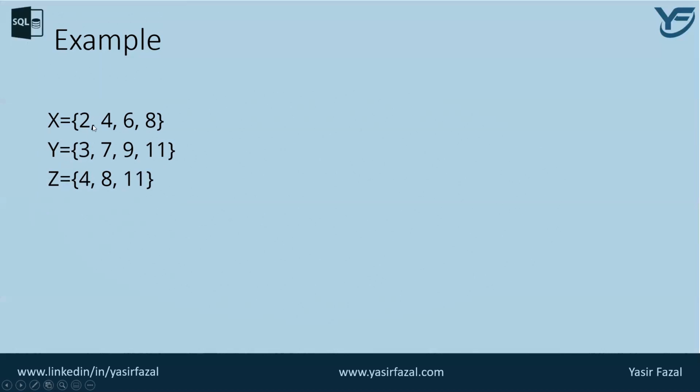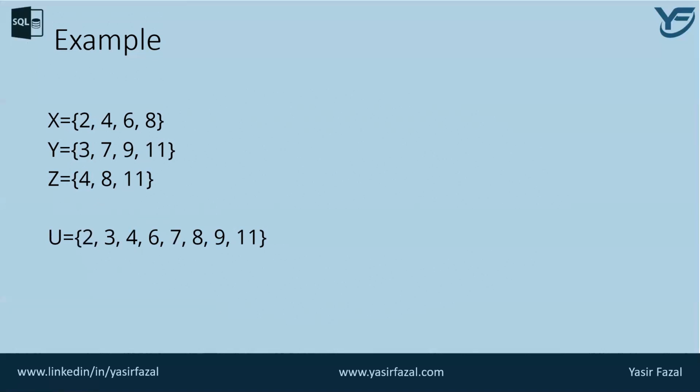So when we talk about the universal set, it means all the numbers present in these sets will merge into one set and create one universal set. That set would be 2, 3, 4, 5, 6, 7, 8, 9, 11, and the repetition shall be removed, which will create a distinction among the set.